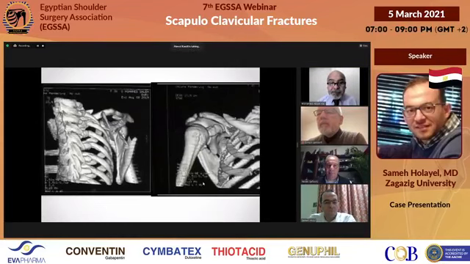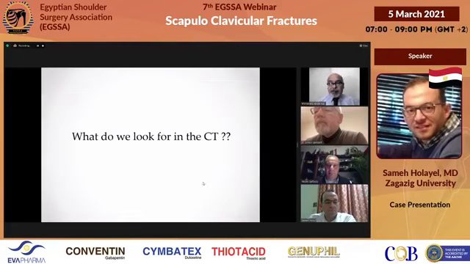So when I order the CT 3D reconstruction, I like to see it from the posterior, the anterior, and the direct lateral. Especially the direct lateral gives me an idea about the glenoid, if there is a fracture inside, and also gives me an idea about whether there is angulation, and I can measure it. So that was the question. What do we look for in the CT?